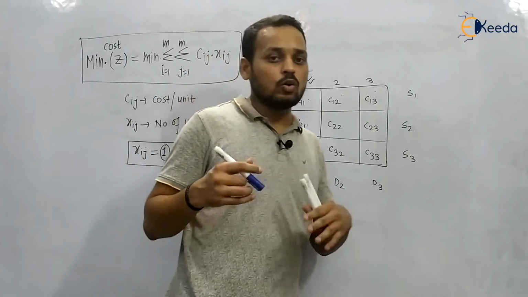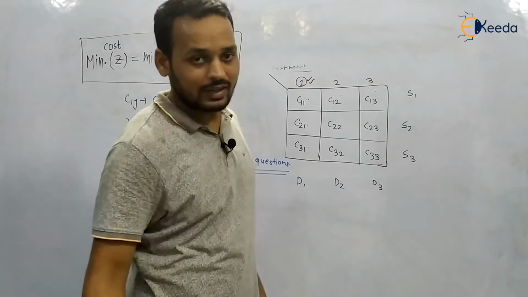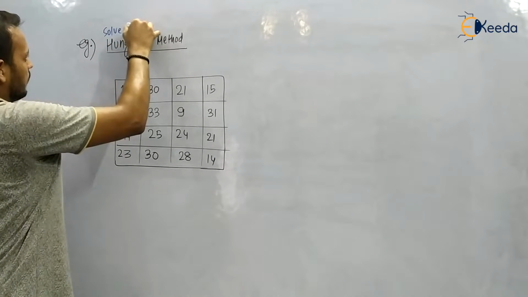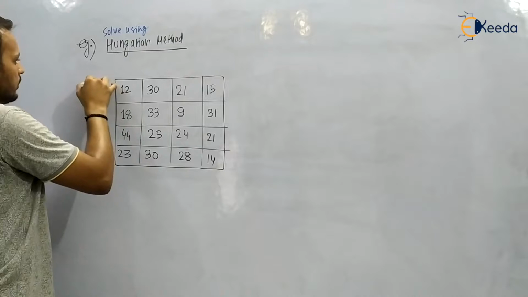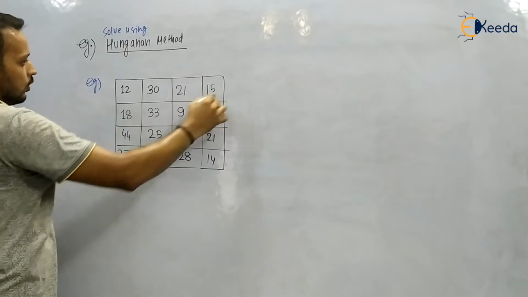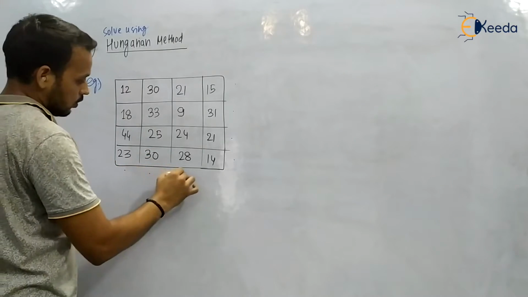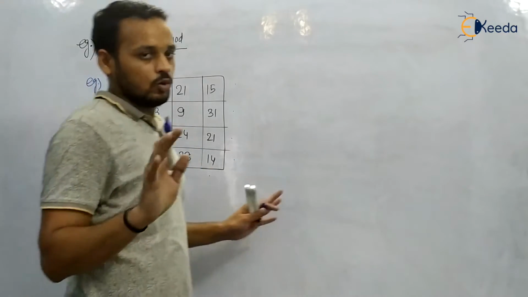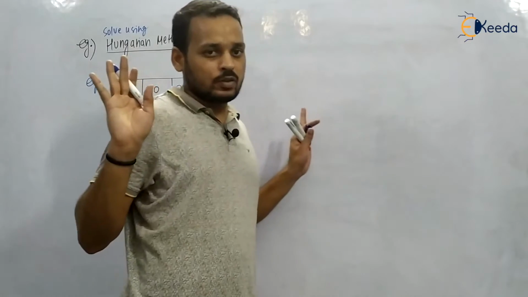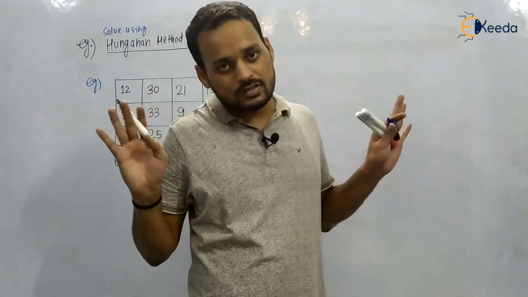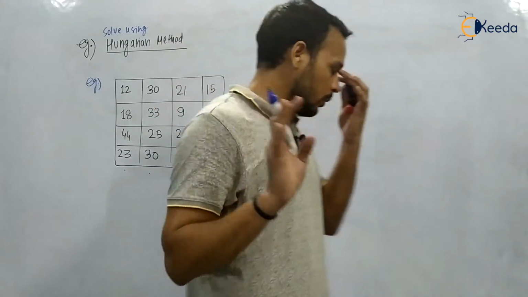So the question is how to do it. We will take an example: solve using the Hungarian method. So this is your example. Supply, you can see 4, and demand also 4, so no need to do any modifications. It is already balanced. The number of supply and demand are equal. So what do you have to do?